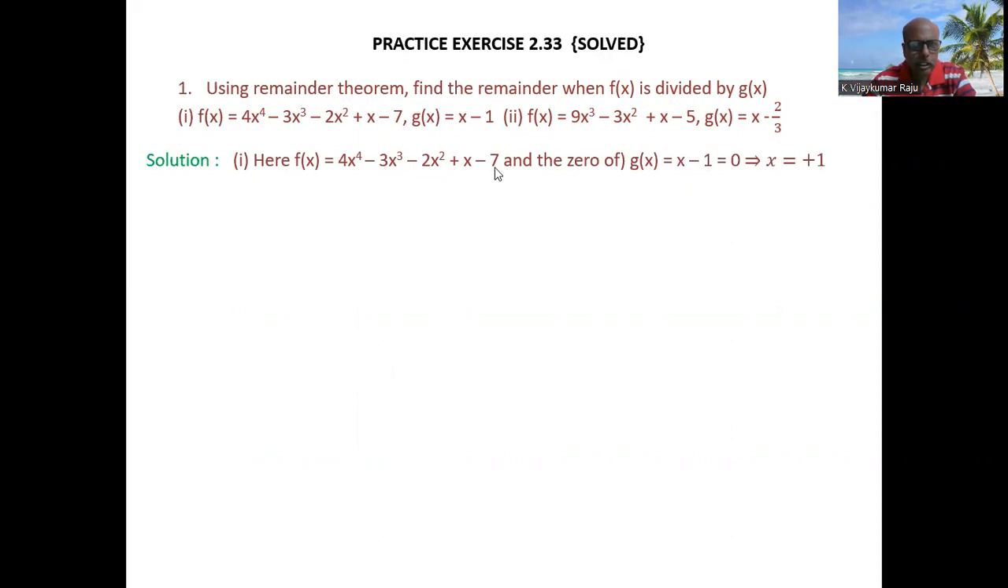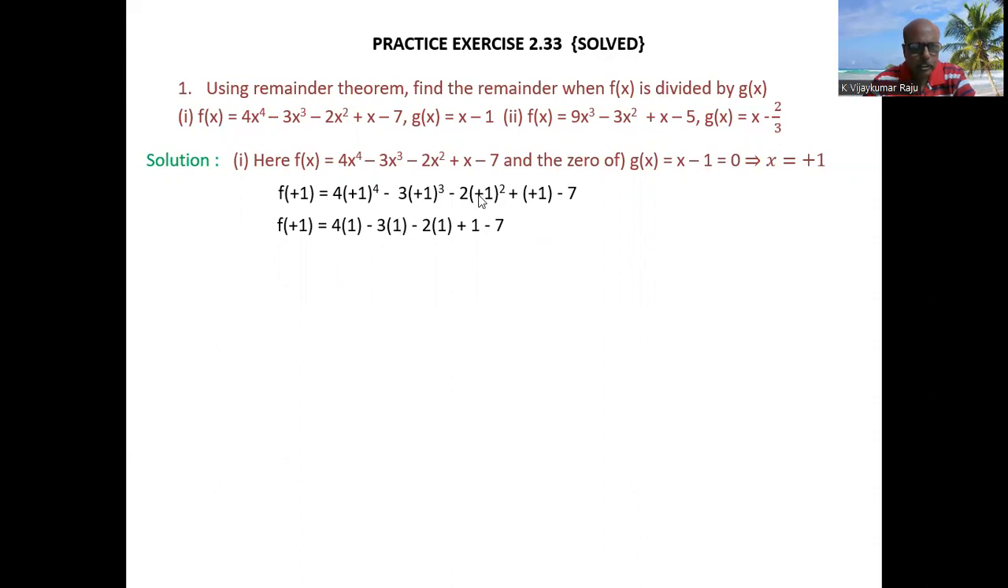Here this is a polynomial. And the 0 of g of x, that is x minus 1 is 0, x is equal to plus 1. This will be the value of the 0 of this polynomial x minus 1. So you will have to put x is equal to plus 1 in this polynomial. Because it is said that this is dividing this. So here f of plus 1 is equal to 4 times 1 raised to 4 plus minus 3 into plus 1 raised to 3 minus 2 into 1 square plus 1 minus 7. Okay.